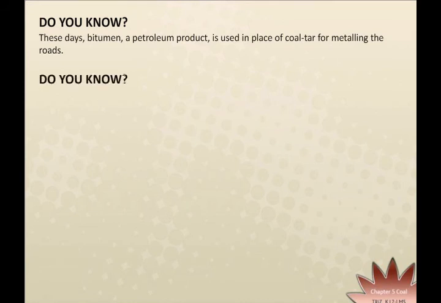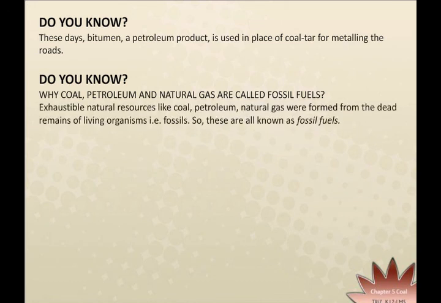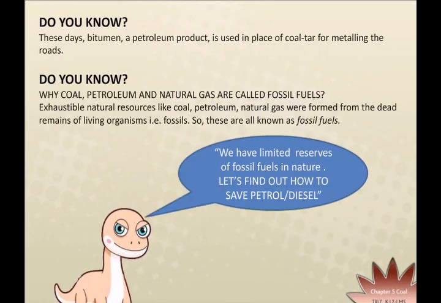Do you know why coal, petroleum and natural gas are called fossil fuels? Exhaustible natural resources like coal, petroleum, natural gas were formed from the dead remains of living organisms, that is, fossils. So, these are all known as fossil fuels. We have limited reserves of fossil fuels in nature. Let's find out how to save petrol and diesel.